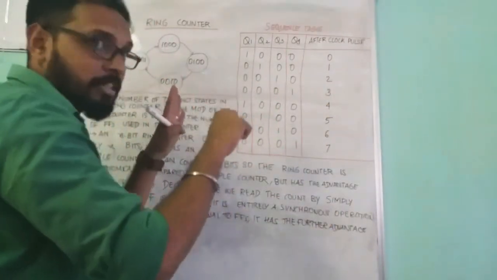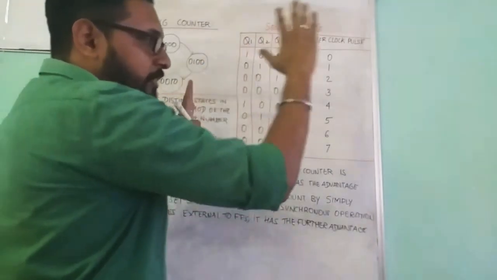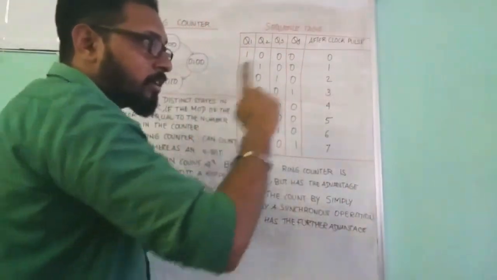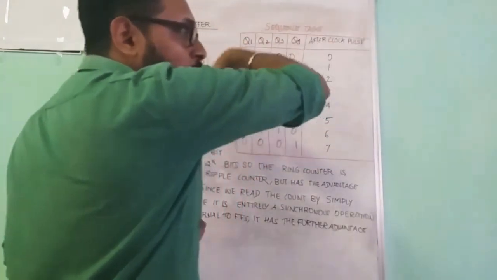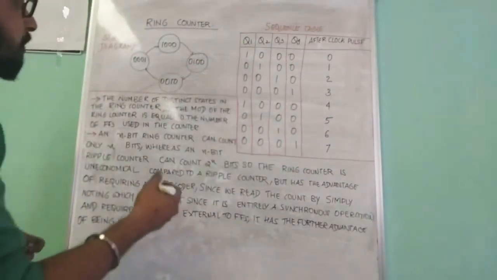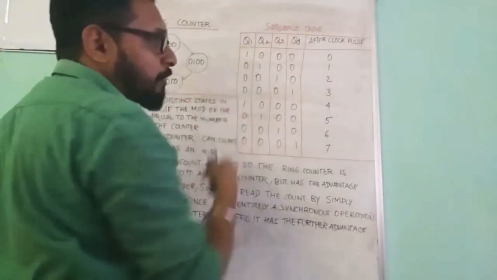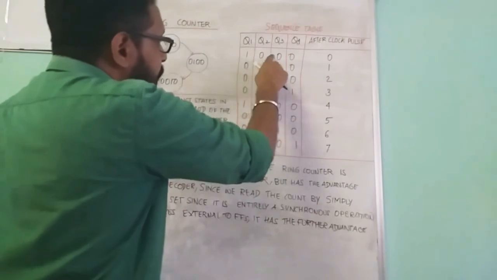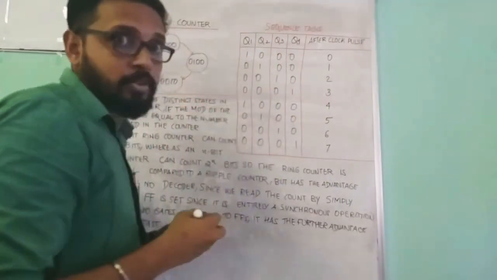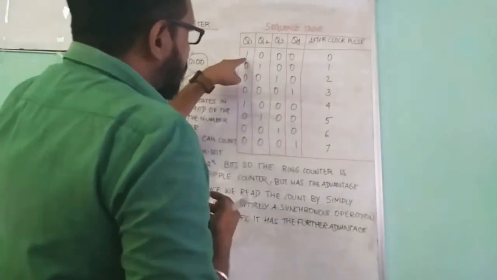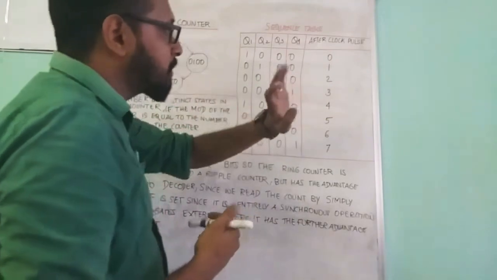Okay, after the application of the first clock pulse, 1 will be shifted to FF2, and the last flip-flop value will be given to the first. Likewise, we understand that flip-flop 1, flip-flop 2, flip-flop 3, and flip-flop 4, FF1, FF2, FF3, FF4. Initially this was set, so no clock pulse is applied.